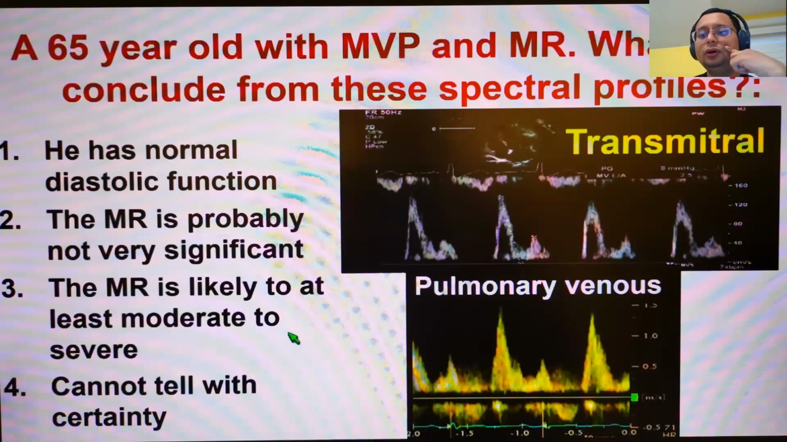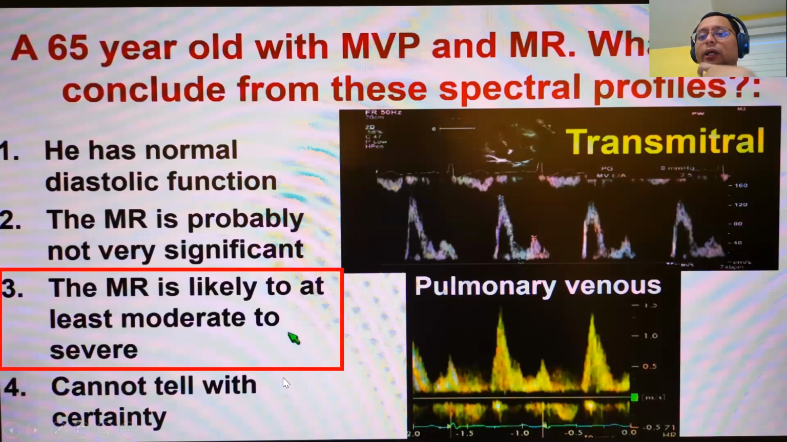Okay, so the answer here is the mitral regurgitation is at least moderate to severe. So how do I know this? I know this because in severe mitral regurgitation, the E velocity across the mitral valve will normally be more than 1.2 meter per second. How do I know the other one? Look at this pulmonary venous flow. Synchronized with the diastolic, so that is diastolic there. Look from here to here, that is systolic. Look, you have a systolic reversal.